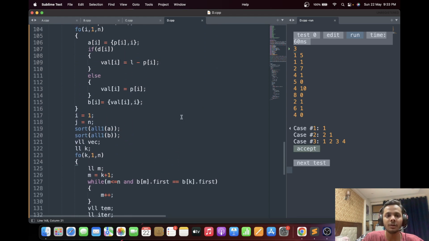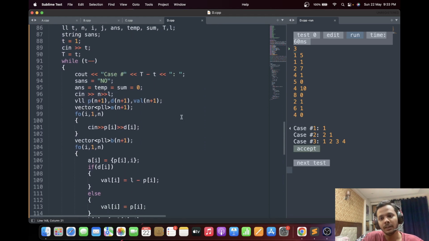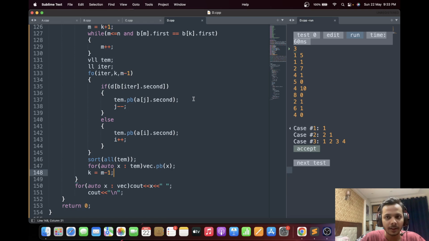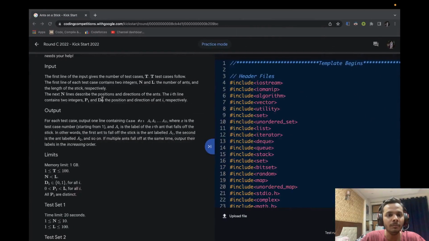So yeah, this is how we code it up. The code is pretty simple. The two observations were, I admit, a bit involved, but yeah, this completes the solution to problem C. Let's now move to the last problem, problem D.